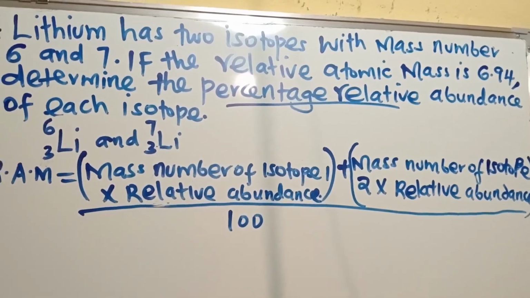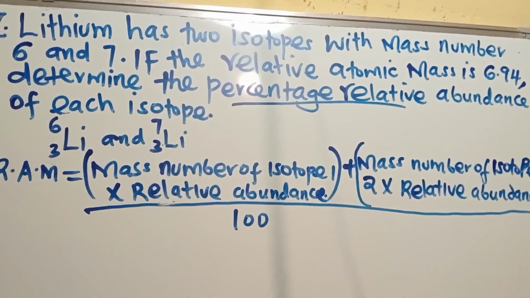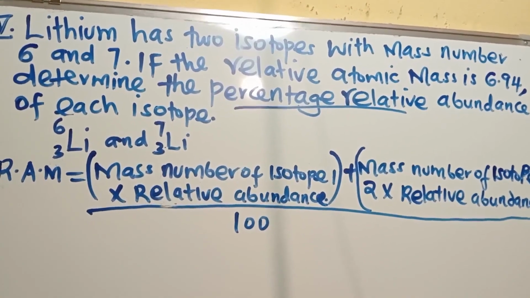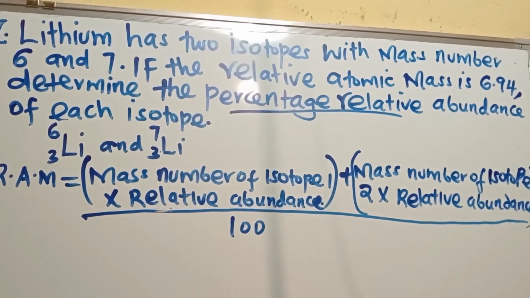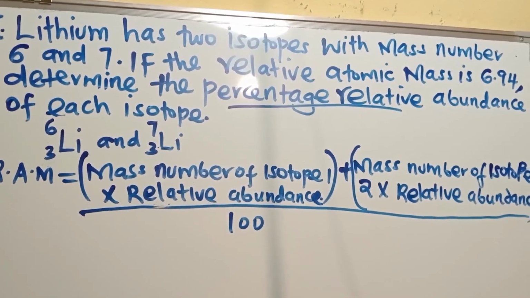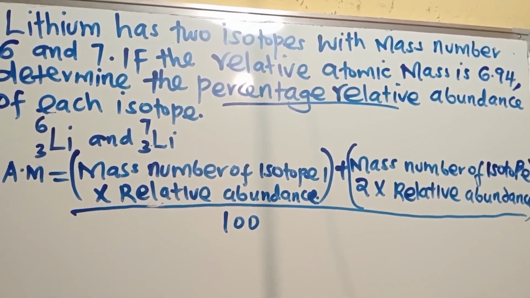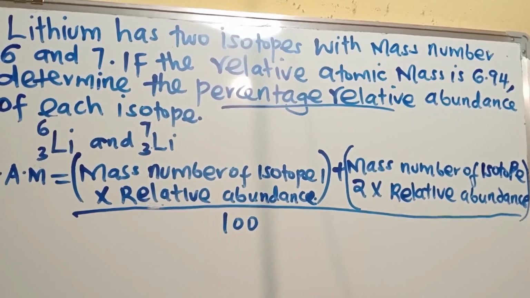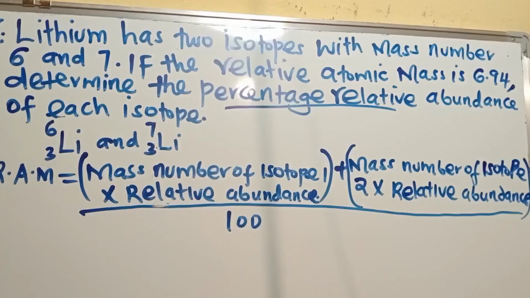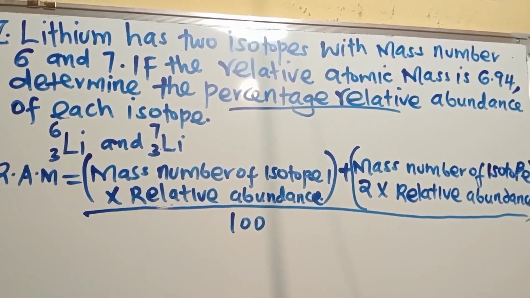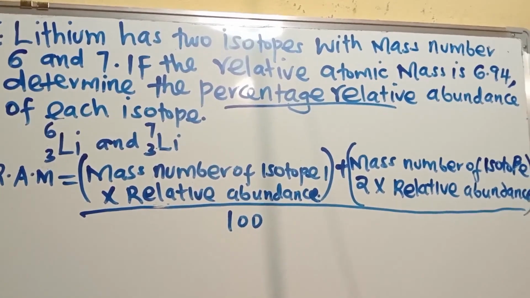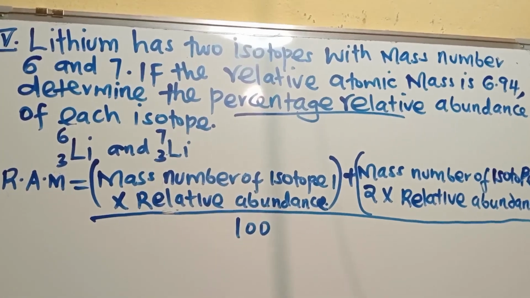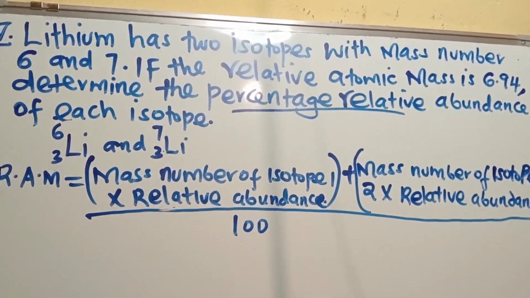In case lithium had 3 isotopes, but you already can see we have 2 isotopes, but just in case it had 3, what we would have written in the formula is mass number of isotope 1 multiplied by the relative abundance, mass number of isotope 2, and also we go to the mass number of isotope 3, and all of them multiplied by their relative abundances. So the number of times you repeat for isotope 1, isotope 2, isotope 3 is dependent on the question and how many atoms you are presented with.